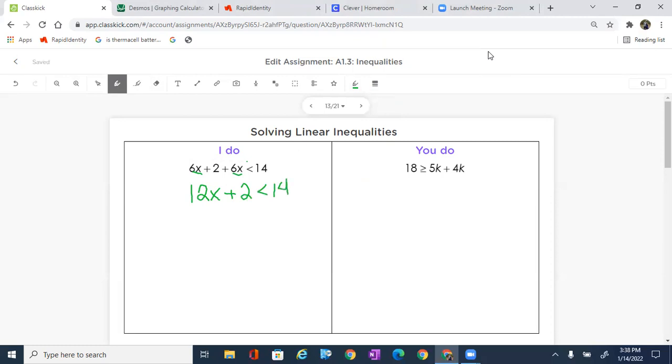Now from here, we're just going to do regular algebra. I'm going to get rid of that positive 2. I'm going to get rid of the addition and subtraction first. I'm going to use the inverse, which is minus 2, and bring that to the other side. Draw my line. I'm going to combine them. 12x has nothing under it, so I'm going to write 12x. 2 minus 2, they're going to cancel, making 0 because they're inverses. Bring down the inequality just as it is. And then do 14 minus 2, which is 12.